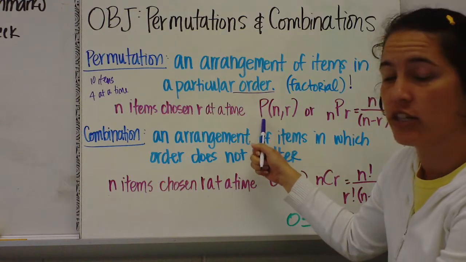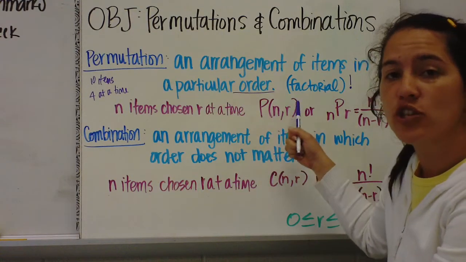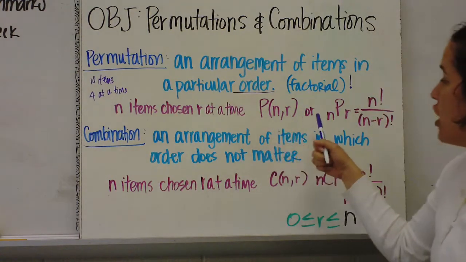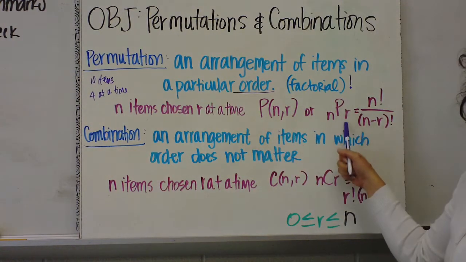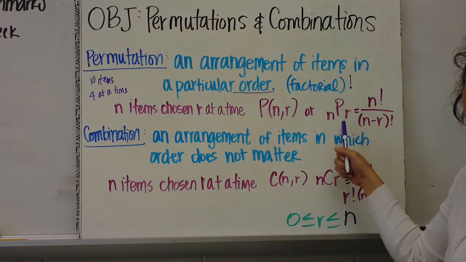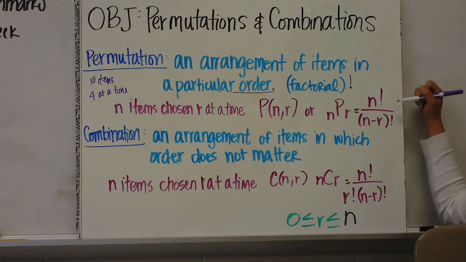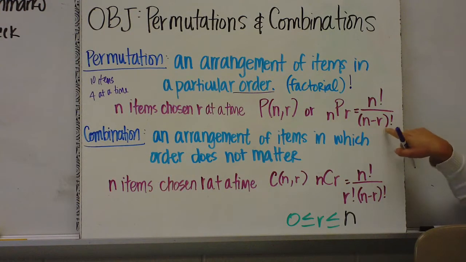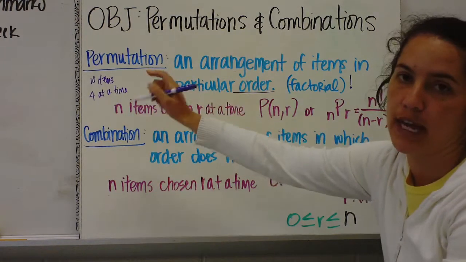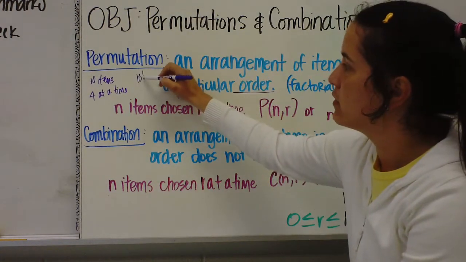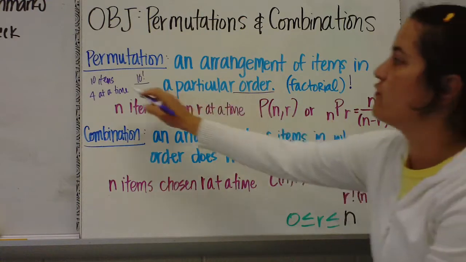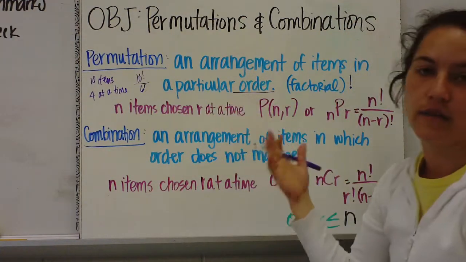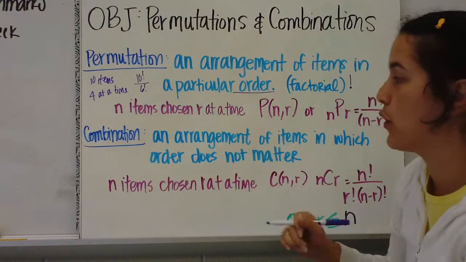So for a permutation, n number of items chosen r at a time. This is the number of items you have, and this is how many you're choosing. You're going to set it up like this. nPr, n permutations r, is equal to n factorial divided by n minus r factorial. So for this example, it would be 10 factorial over 10 minus 4, which is 6 factorial. And that is how you would set up this problem. So the factorial is the exclamation point.